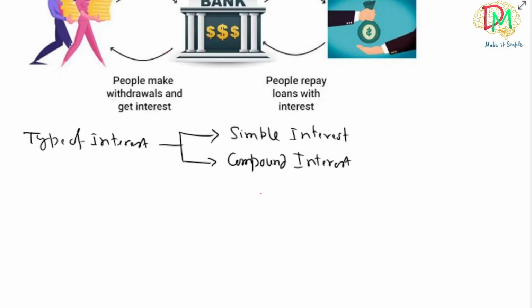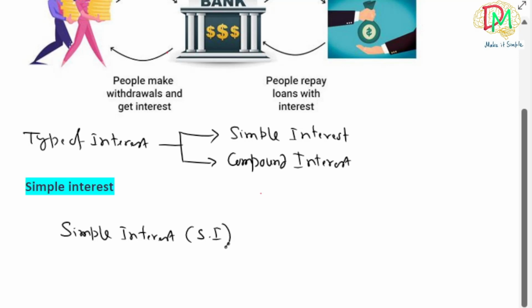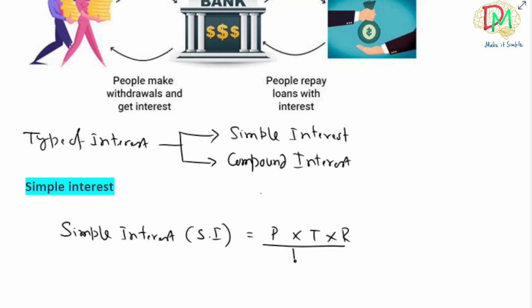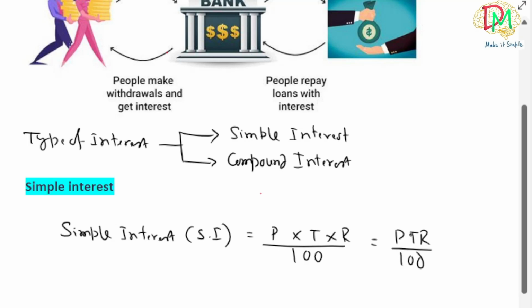So what is the formula of the simple interest? Simple interest I is equal to PTR by 100, or you can write as PTR by 100. Clear? Simple interest you can write as I.